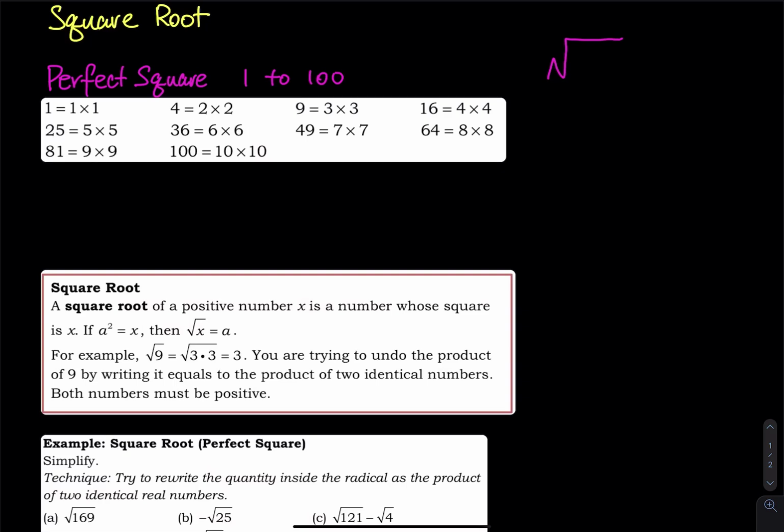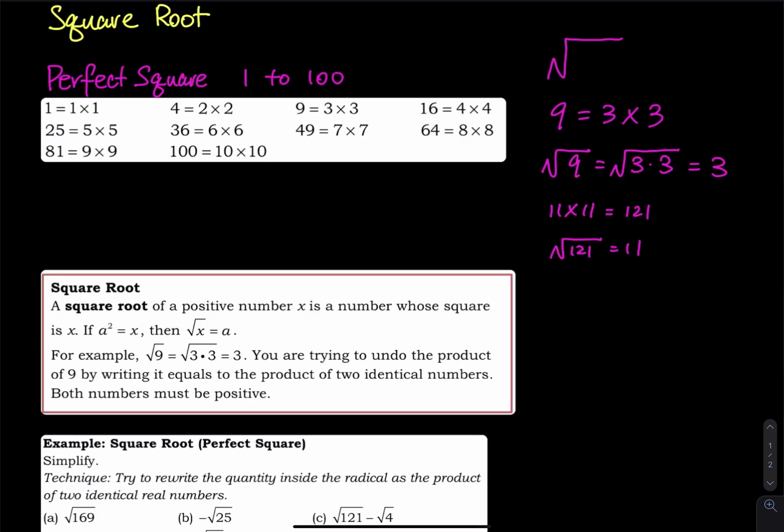So for example, 9 is equal to 3 times 3, right? So the square root of 9 is equal to the square root of 3 times 3. Since 3 and 3 are identical, that is just equal to 3. So we have 11 times 11 equals 121. So the square root of 121 is equal to 11.